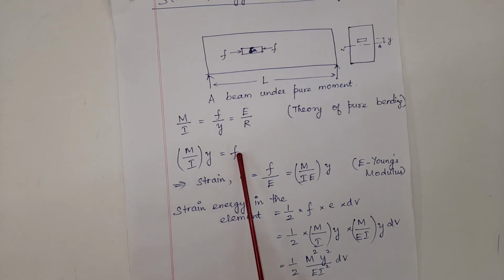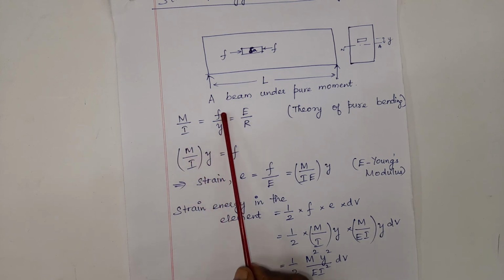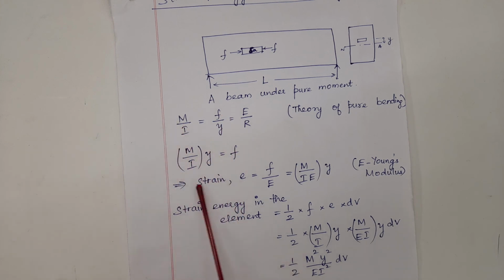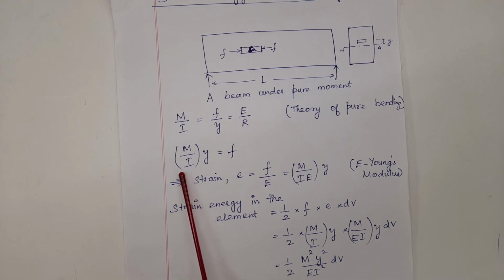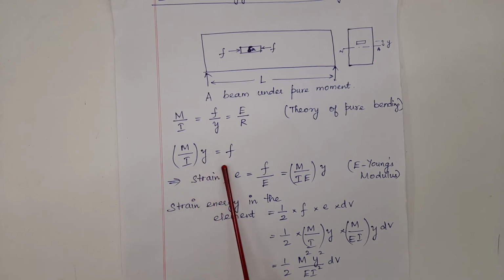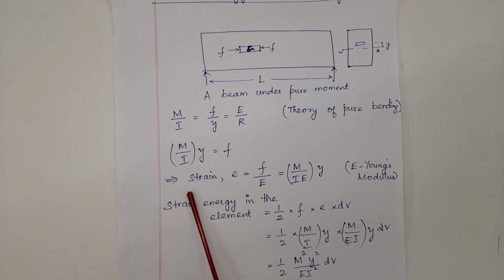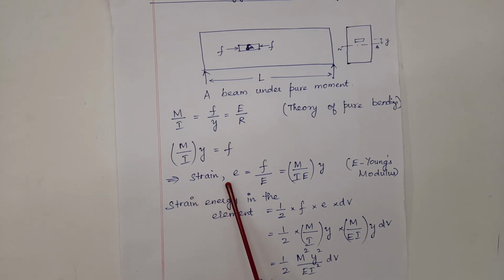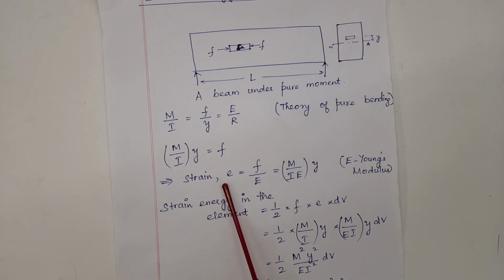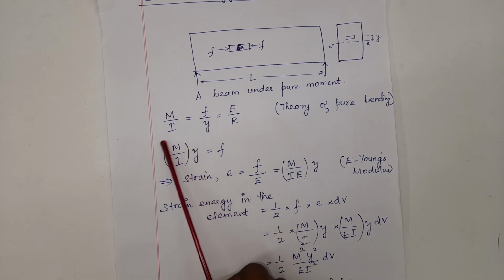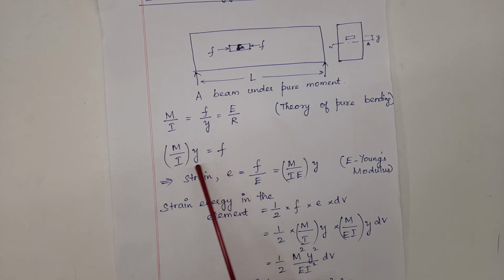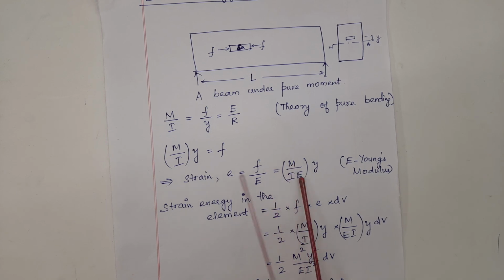Or I can write stress is equal to a relation with M by I and F by y. I just take y to the other side. I write M by I into y equal to F. So strain is given as, small e is taken as strain. Strain is given as stress by Young's modulus. Since this relation is equal to stress, I divide this relation with this E to have the value of strain.